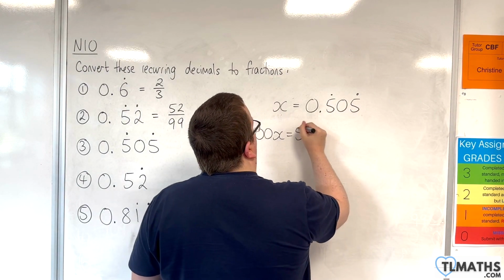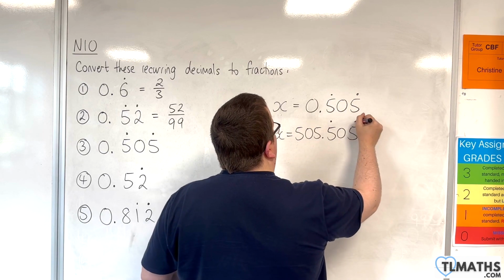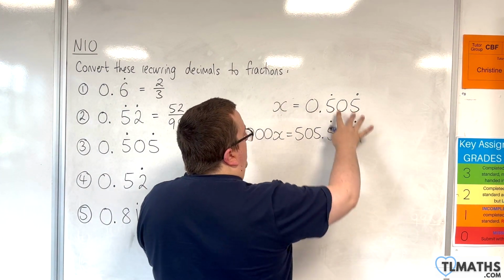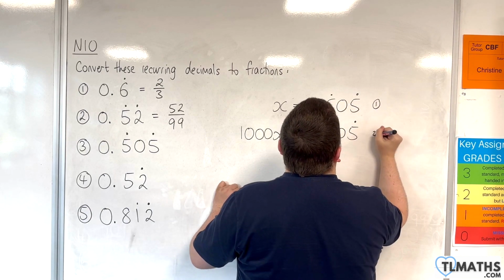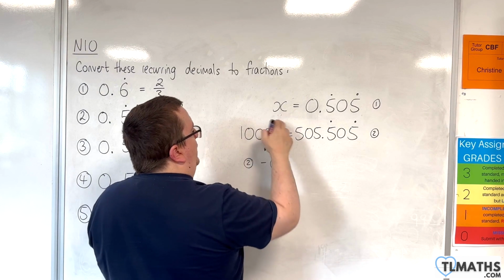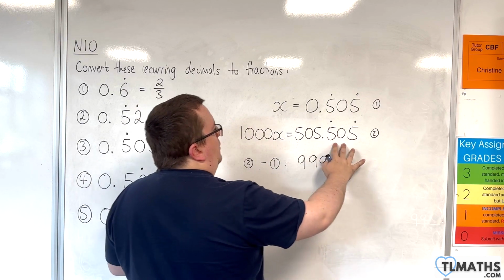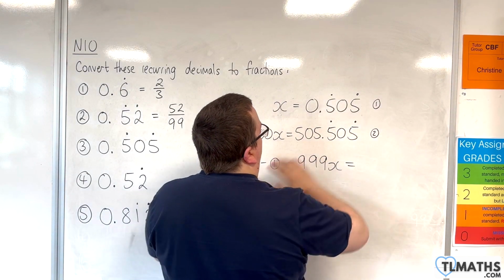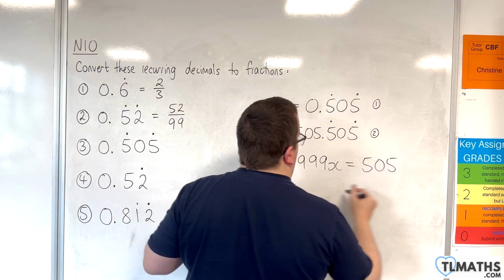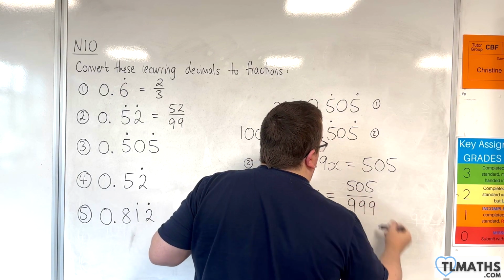And so I'll be left with 505.505, 505, 505, etc. So as we wanted, the 505 part is syncing up. Let's call that equation 1 and equation 2. Equation 2, take away equation 1. 1000x take away x is 999x. And on the right-hand side, the 0.505 recurring will go, and I'll get left with 505 take away 0. So 505. So x is 505 over 999.